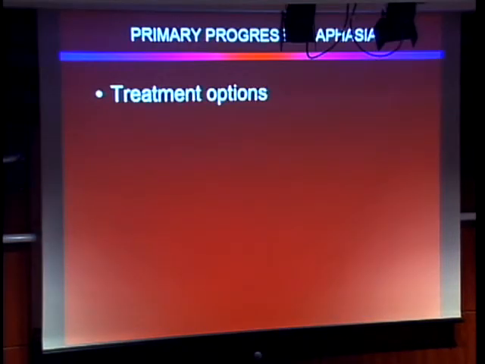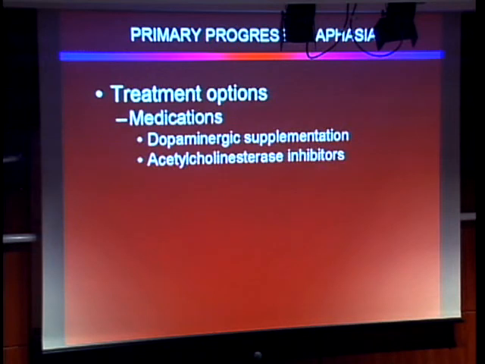What are the treatment options for progressive aphasia? There are some medication options that we use sometimes. This is mostly for dopaminergic supplementation. We borrow medications from Parkinson's disease to try to help out with speech fluency. We borrow acetylcholinesterase inhibitors from Alzheimer's disease to supplement the acetylcholine neurotransmitter system. There is some evidence that this is helpful in terms of word finding. We use these medications very cautiously in this population because there are lots of side effects associated with these medications.